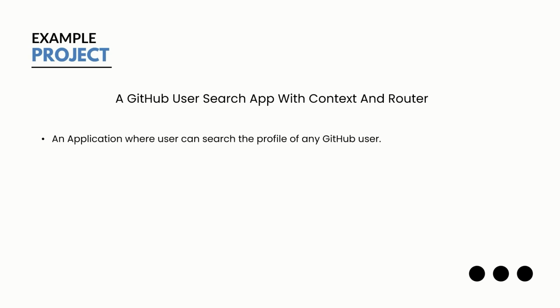And now we are back with another example project for our course, which is a GitHub user search application using the context and router of React. It's an application where the user can search the profile of any GitHub user. So we search the profile of any GitHub user and then we display that inside our application. So it's a complete intermediate to advanced level application.